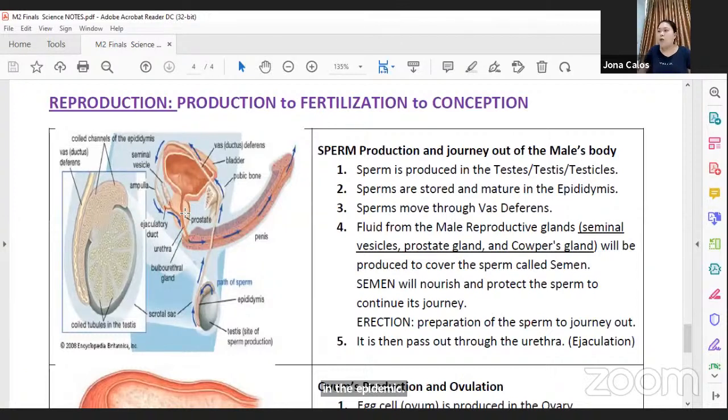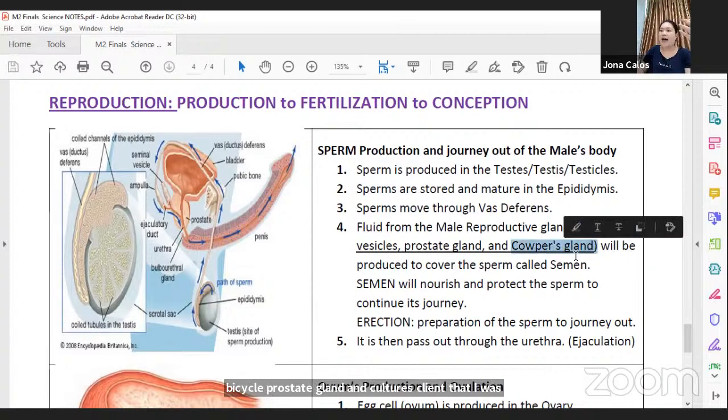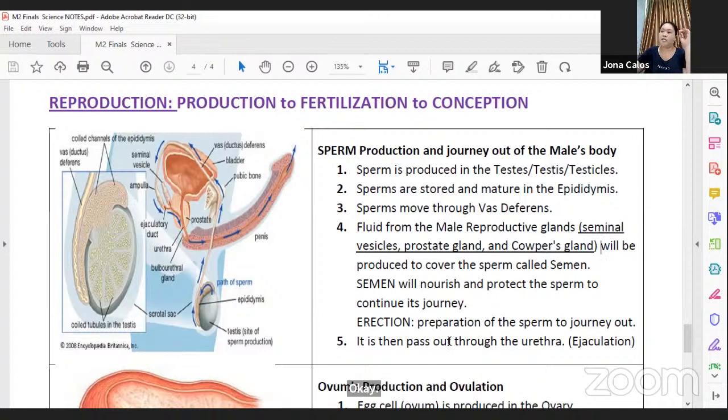So, of course, when they are ejaculated, they will move out through the vas deferens. And as I mentioned, the semen is composed of a lot of fluid from those glands. So we have the seminal vesicle, prostate gland, and Cowper's gland. We did not mention Cowper's gland, but it also adds to the semen. And through erection, of course, is the preparation for ejaculation. Ejaculation is when the semen and the sperm will go out of the body.